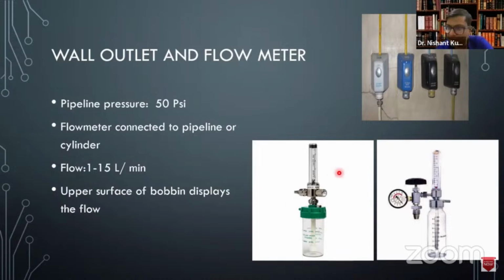And again, there are different types of bobbins. You have the float bobbin, you have the boat bobbin, you have the circular bobbins. Usually the upper surface of the bobbin displays the flow, but always look at the flow meter, because a different type of bobbin will indicate differently. Some read at the bottom, some read at the top, some read at the middle. So there will be a marking on the flow meter where your bobbin will show the actual flow.